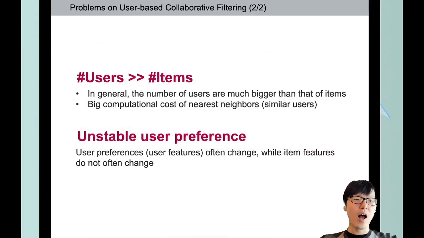Here are other problems of user-based collaborative filtering. In general, the number of users is much bigger than the number of items, and so we need big computational costs to find the similar users. Furthermore, user preferences are unstable. The preference often changes depending on the time. On the other hand, item features do not often change. Well, we have to handle these problems when recommending items to users.